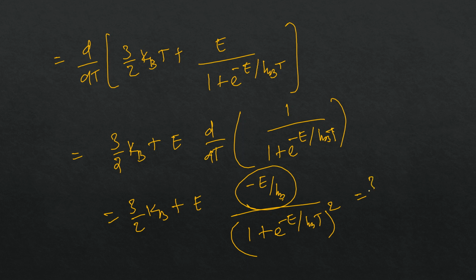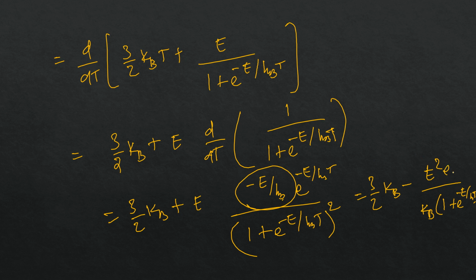Okay, so this becomes 3 by 2 kB minus E square by kB into 1 plus e to the minus E by kBT. And I think I missed something here, e to the minus E by kBT also. And also T square will be there. Okay, I made a mistake.